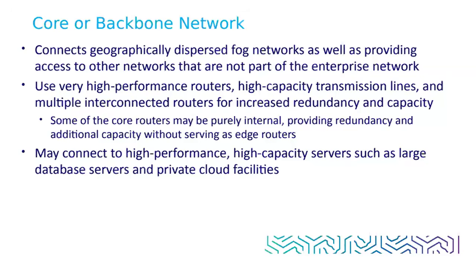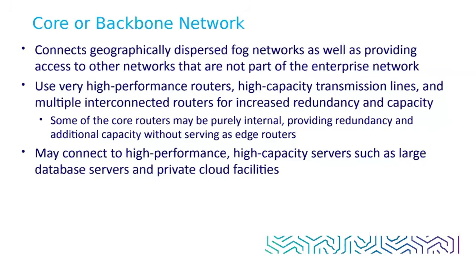The core or backbone network is going to serve like a high speed communication infrastructure that interconnects the geographically dispersed fog networks, and it is going to provide access to the external networks. It can utilize high performance routers and high capacity transmission lines with redundant routing for reliability, and connect the enterprise resources like large database servers and private cloud facilities and all.